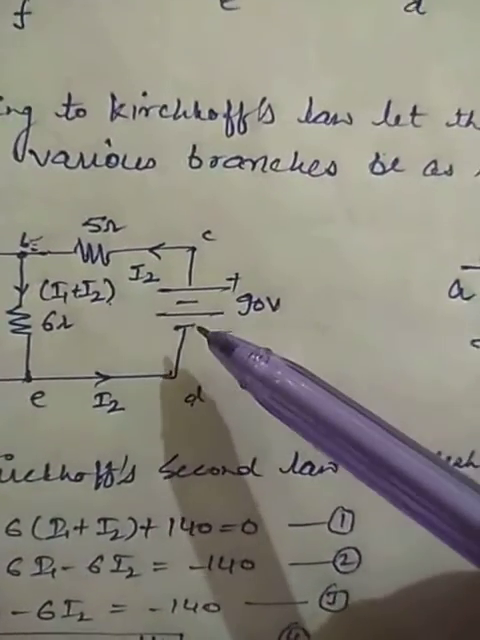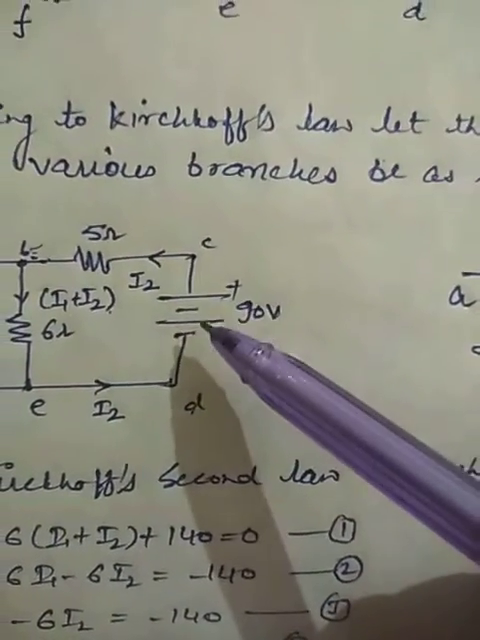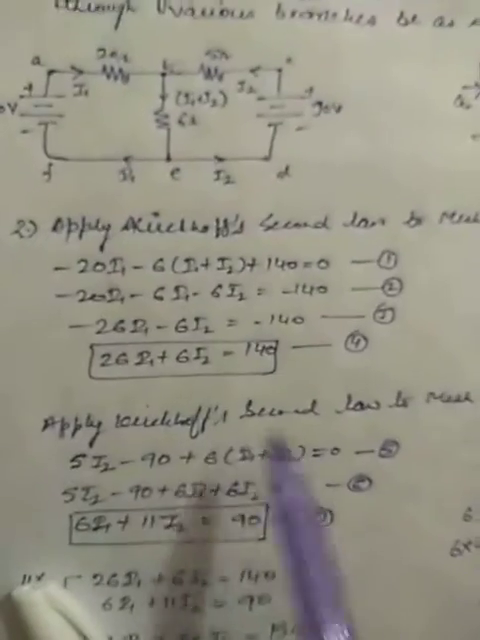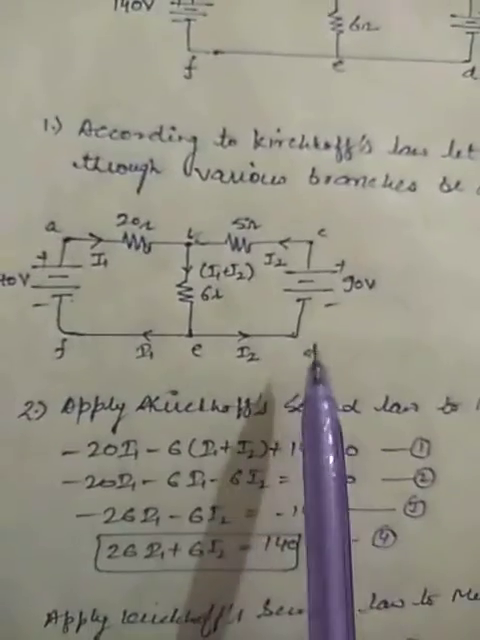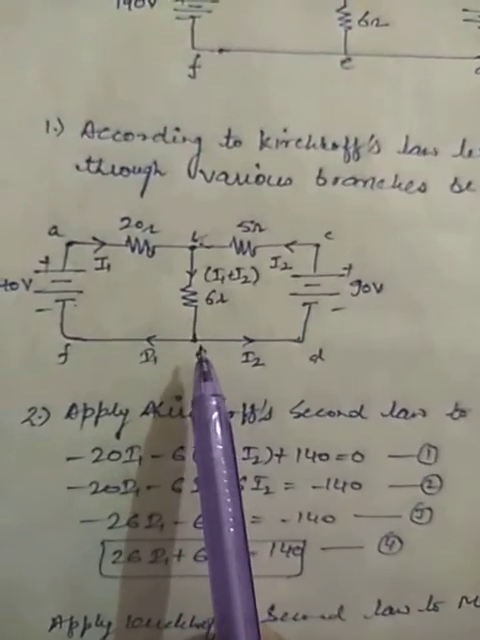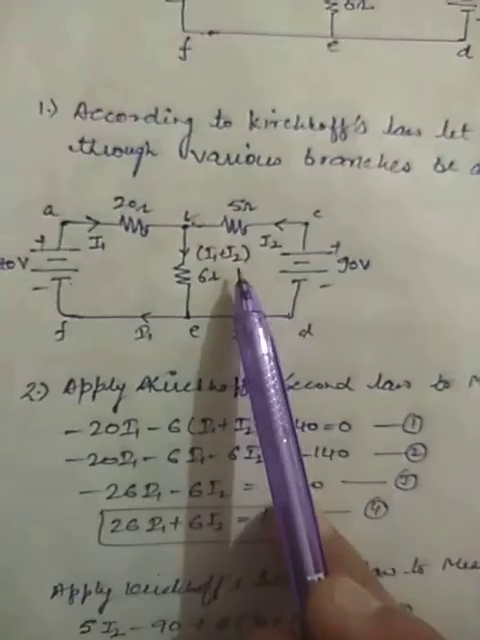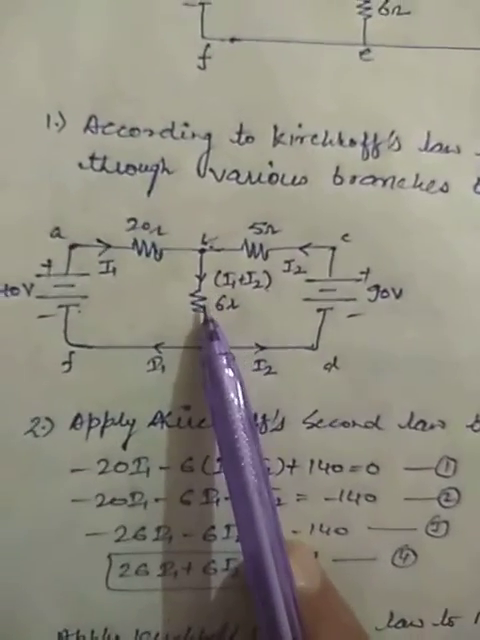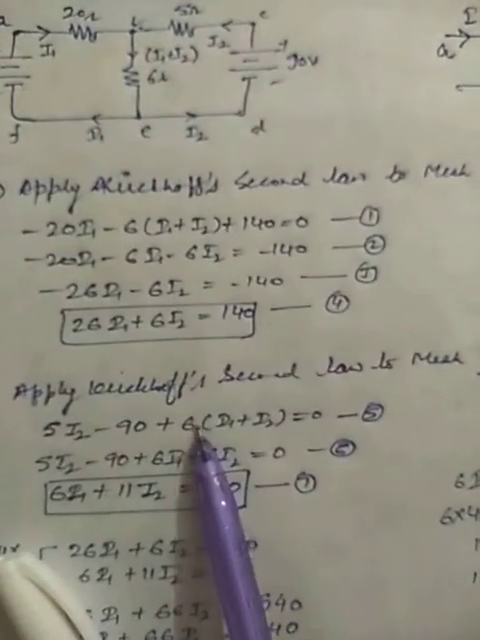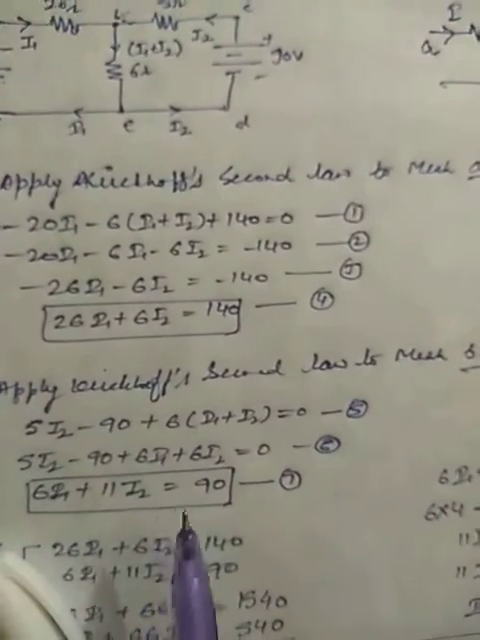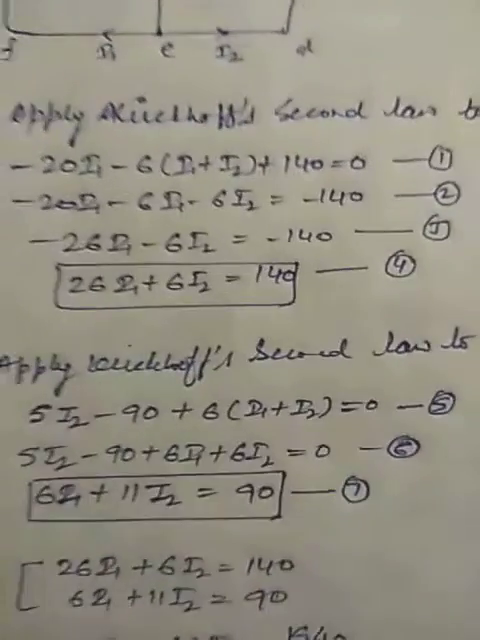Again from C to D, only voltage source is connected here, so there will be no effect of current, so we will see only the potential. So here the fall in potential from positive to negative, so we will take negative sign, minus 90. Now from D to E there is no element connected here. Now from E to B there is a 6 ohm resistance and I1 plus I2 current is flowing, but the current is flowing in the opposite direction, so we will take positive sign, plus 6 (I1 plus I2), equal to 0. Again we will solve this equation, so we will get 6 I1 plus 11 I2 is equal to 90.